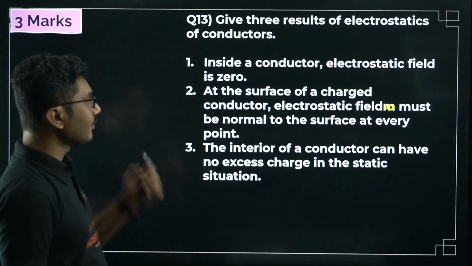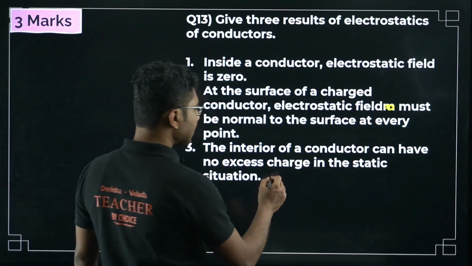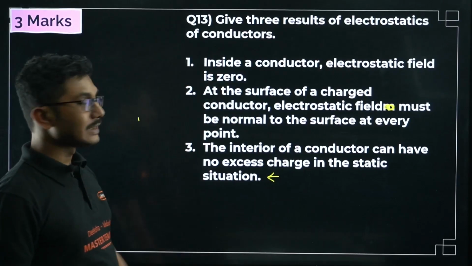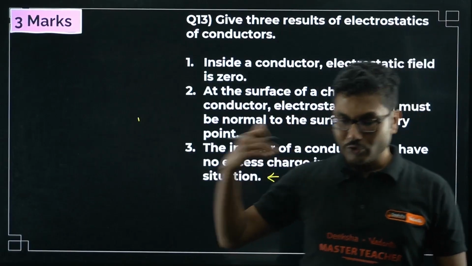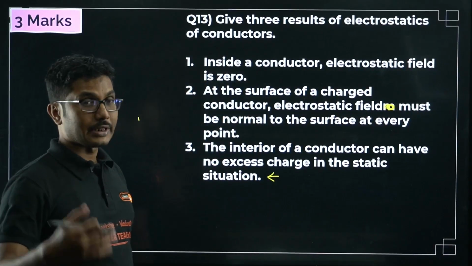The interior of a conductor can have no excess charge in the static situation. This is called electrostatic shielding. Combining these two properties, basically we use it to protect high maintenance equipment, right? That is the use of electrostatic shielding.